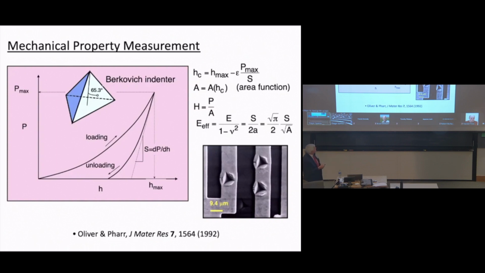And that comes from knowing something that we call the area function, that we have developed techniques for calibrating very precisely. Once we know the area of the contact, then we know the hardness, because the hardness is just whatever the load is, P max, divided by whatever the contact area is.